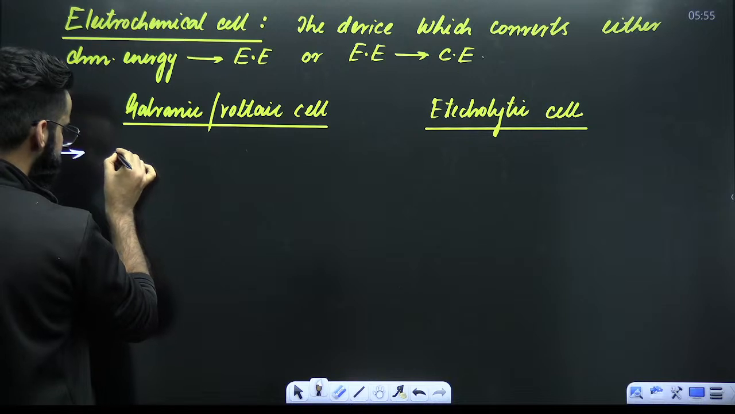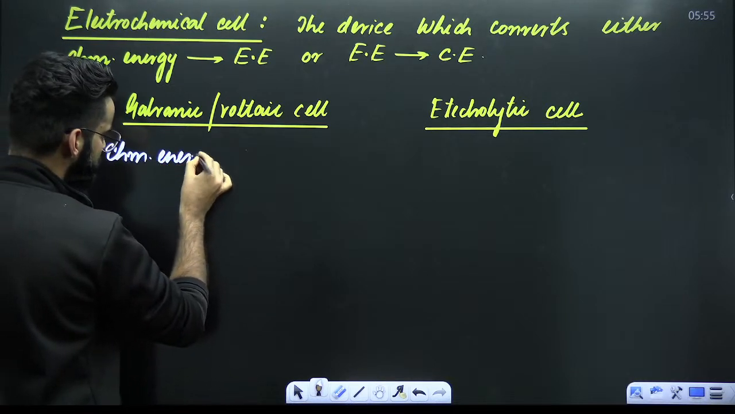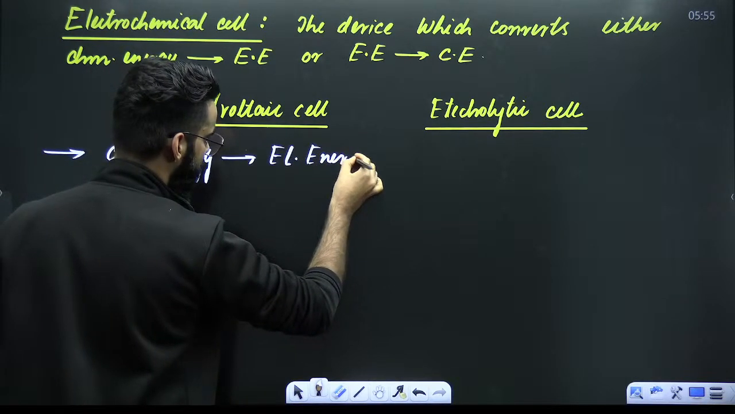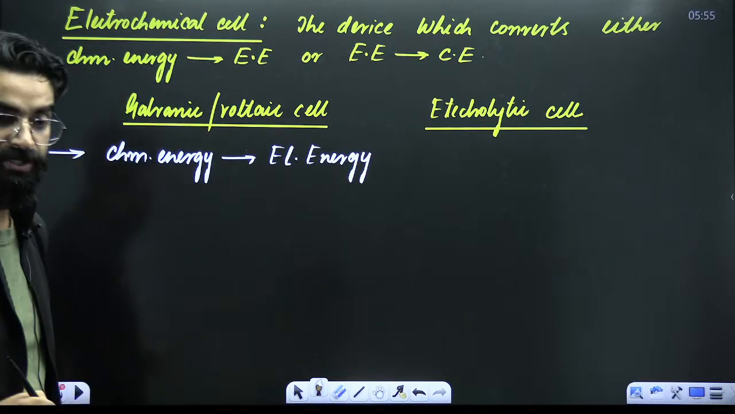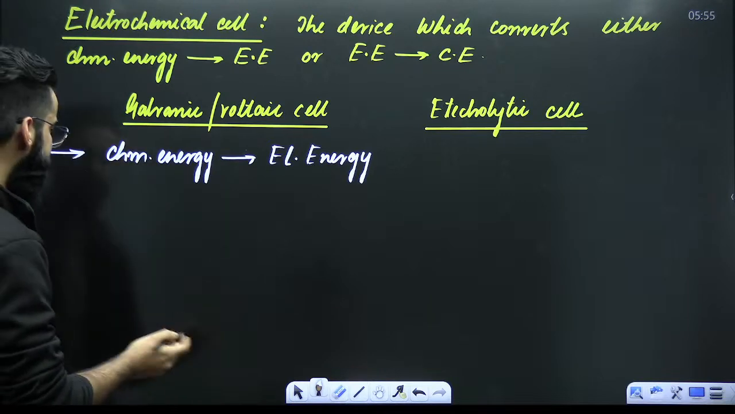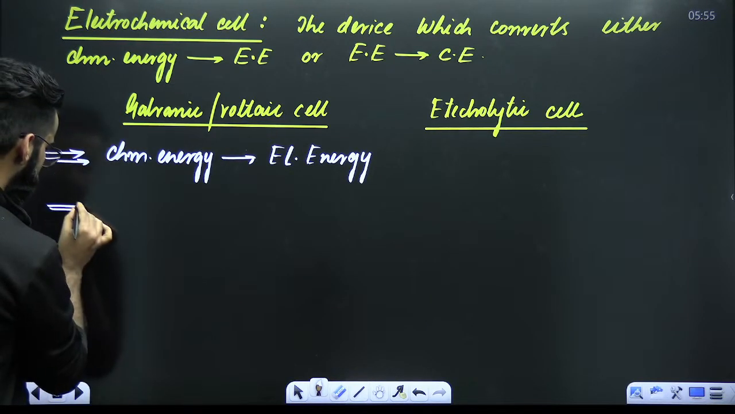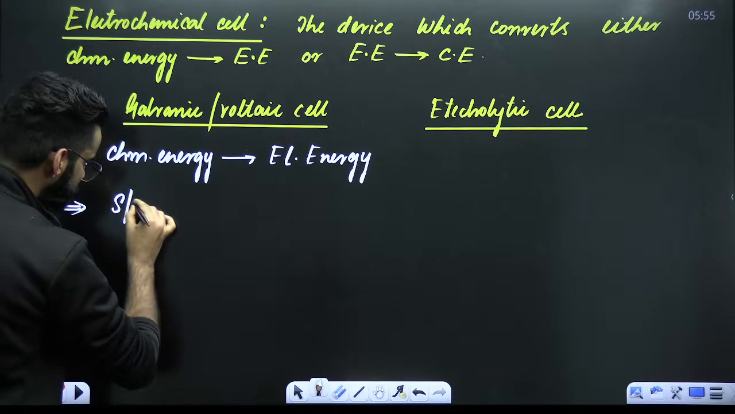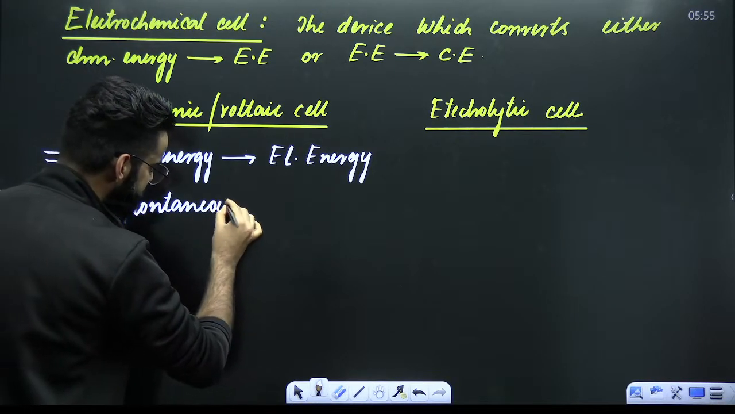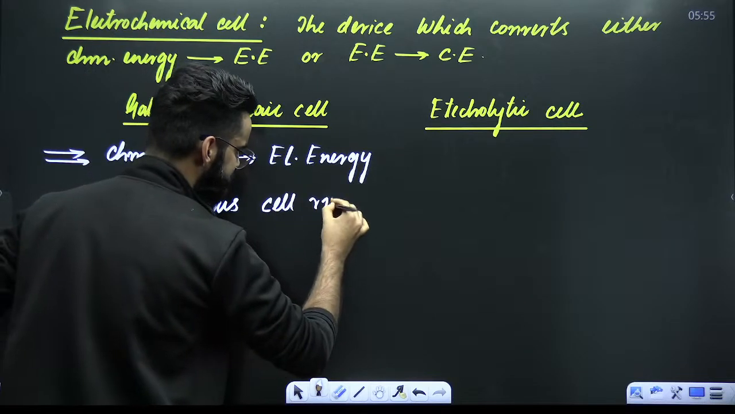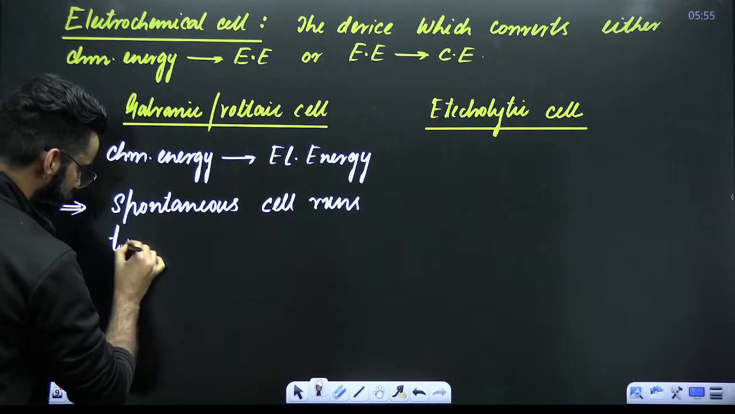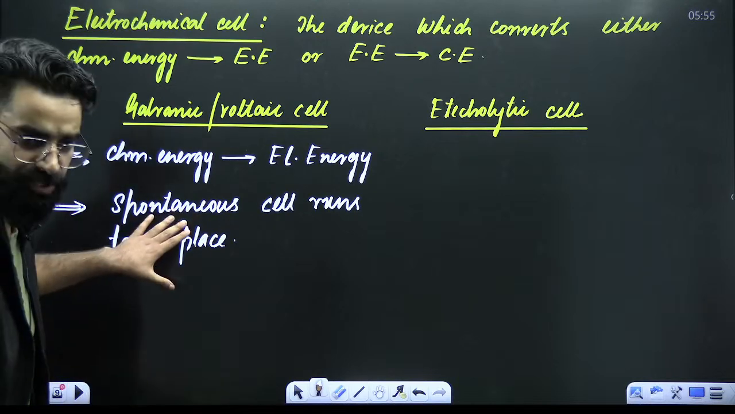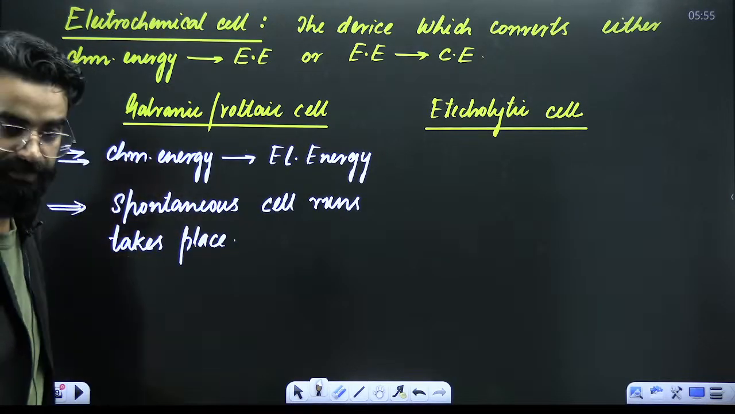My dear students, when I talk about the galvanic cell, it is a device which converts chemical energy into electrical energy. Point number one. How exactly? We shall be discussing that in some time. Number two. In case of galvanic cells, let me tell you, spontaneous cell reactions take place. How exactly? Again, you'll get to know in some time.